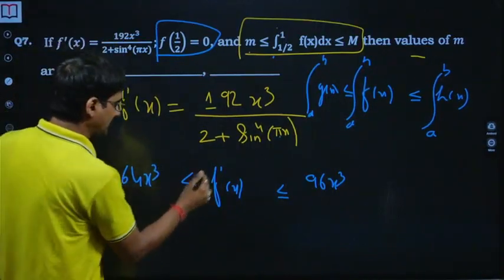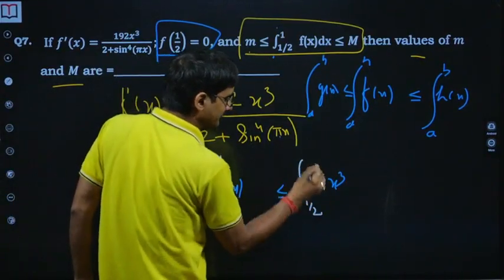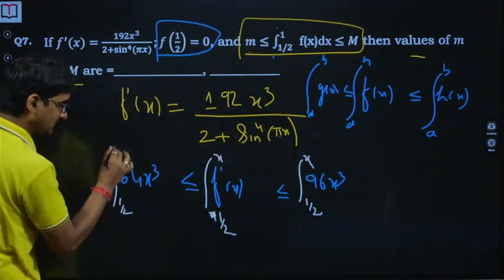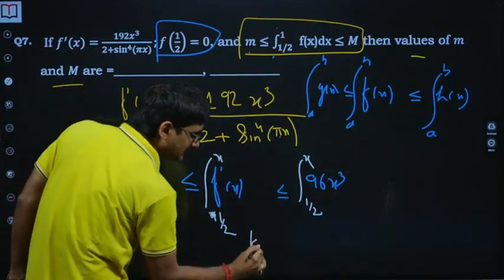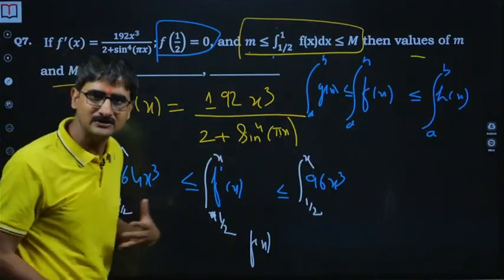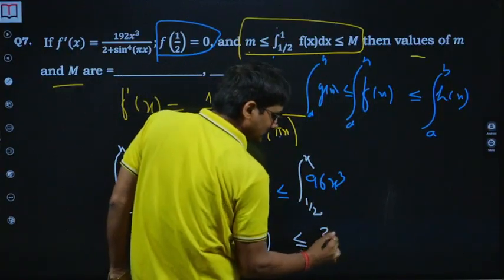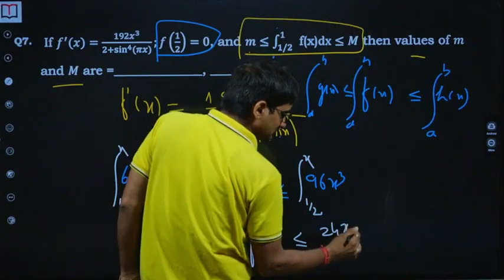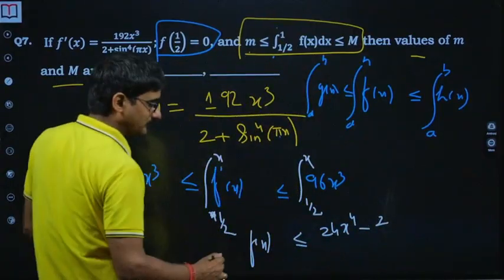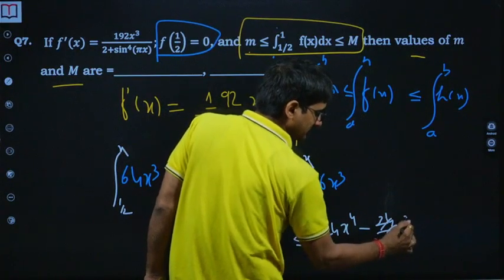Now I try to integrate from half to x, because half is the lower limit, and f of half is given also. So this is of course f of x minus f of half, which is 0. The moment I got that, I got confident that yes, we can do it. So it will be 96 by 4, which is 24 x raised to power 4 minus 24 by 16, which is 3 by 2.